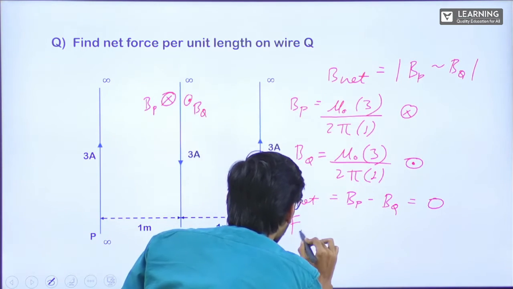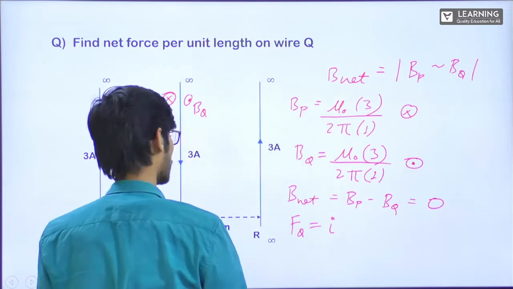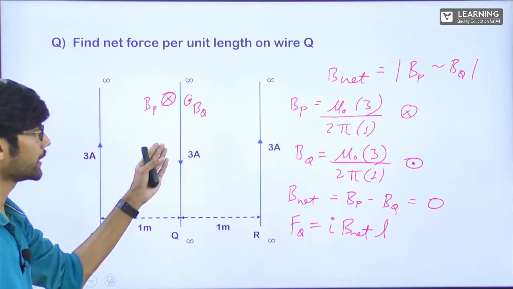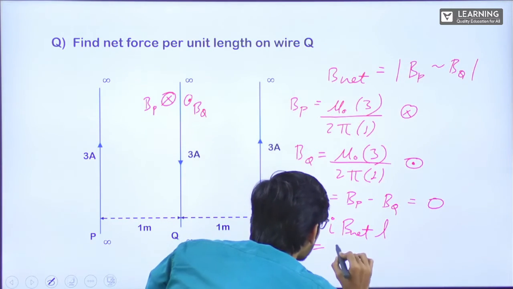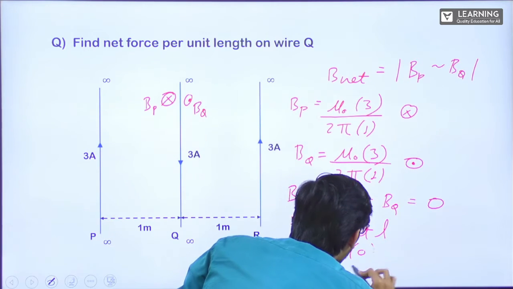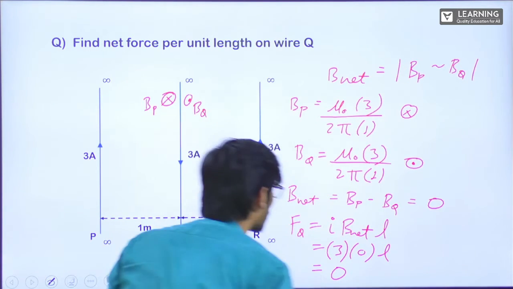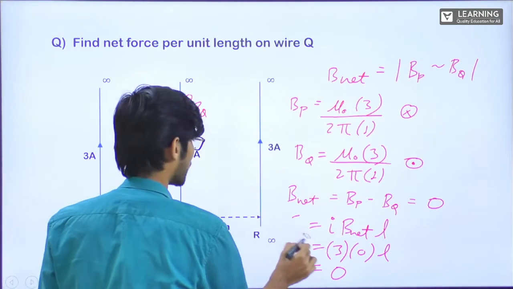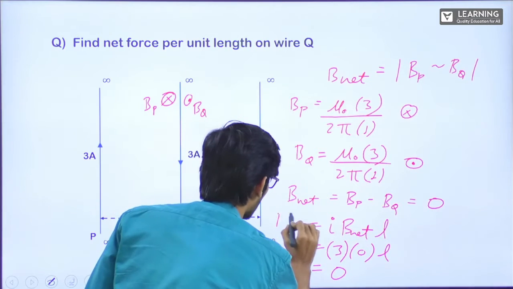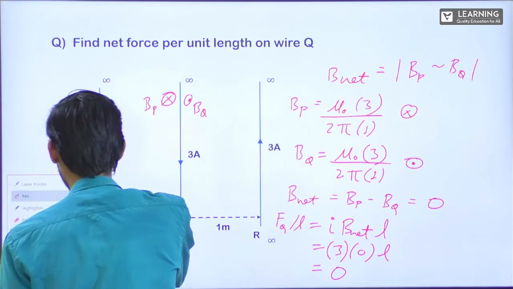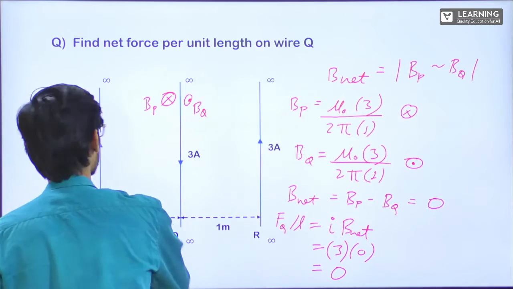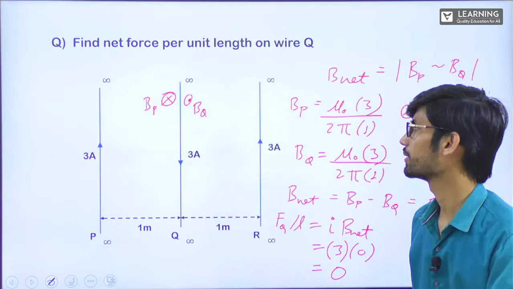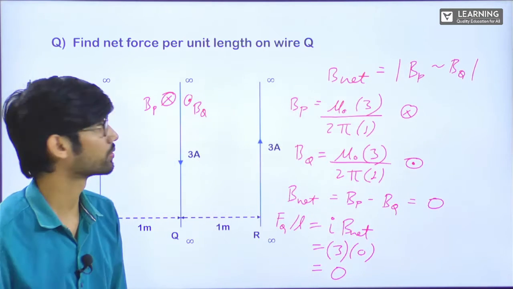Force on Q is equal to I on Q into B net into L. Right? Sine theta will be sine 90. So this is I is 3 into 0 into L, and that is 0. Force per unit length, if you want to write, remove this L, 0. Clear? Easy question. All right. Everything depends on how much magnetic field comes at that particular region.